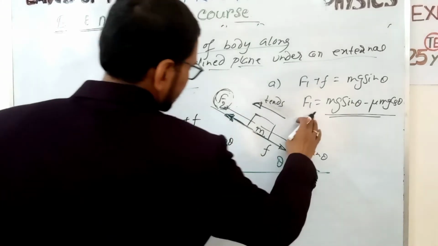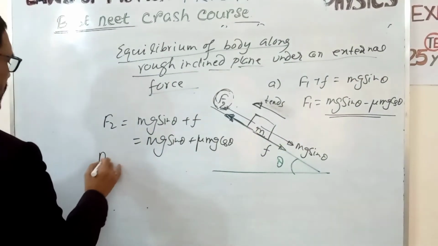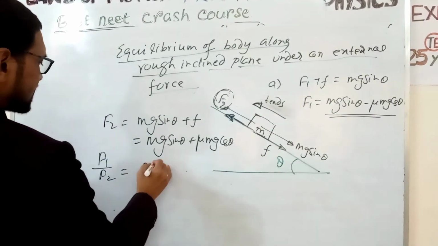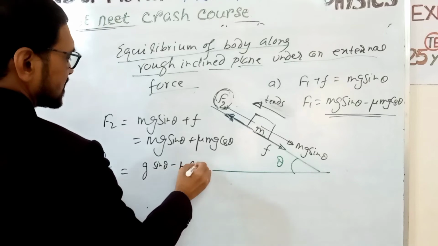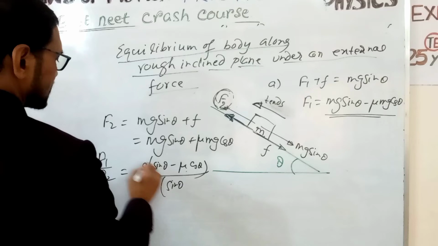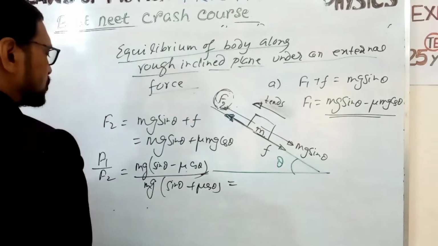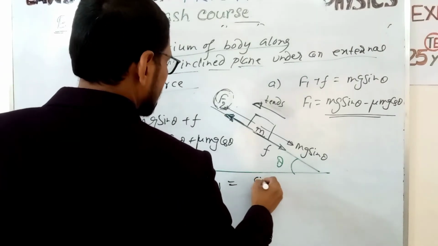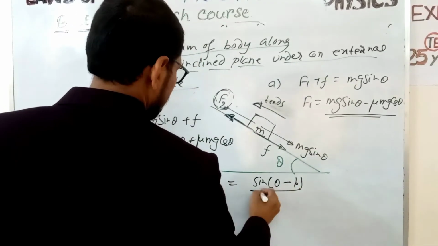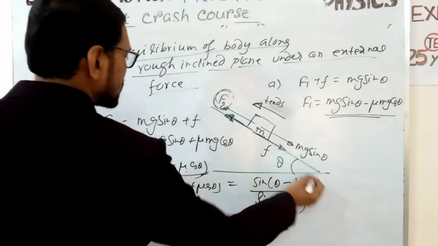So F1 and F2 we get, what is the ratio of F1 by F2? If we divide this by this, we get g sin theta minus mu cos theta divided by sin theta plus mu cos theta. If you put mu equal to tan lambda, then you get sin of theta minus lambda over theta plus lambda; F1 by F2 is in this ratio.